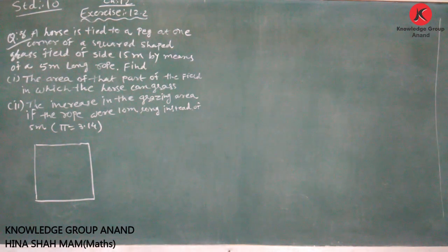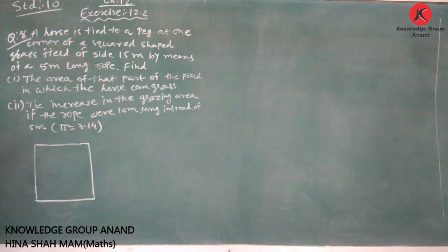Question number 8. Open your book. A horse is tied to a peg at one corner of a square-shaped grass field of side 15 meter by means of a 5 meter long rope. Find the area of that part of the field in which the horse can graze. And the increase in the grazing area if the rope were 10 meter long instead of 5 meter.